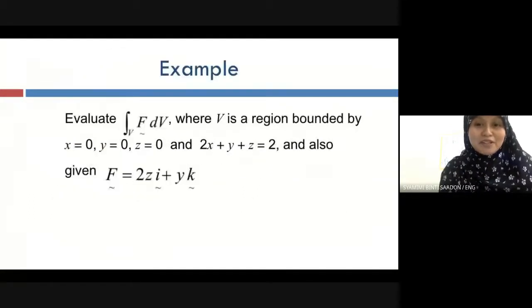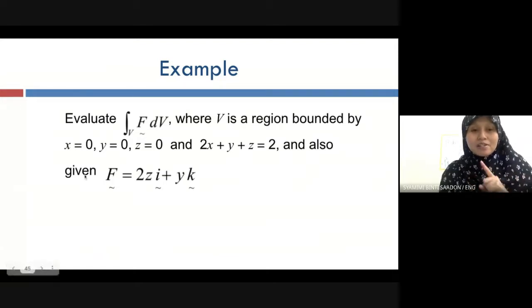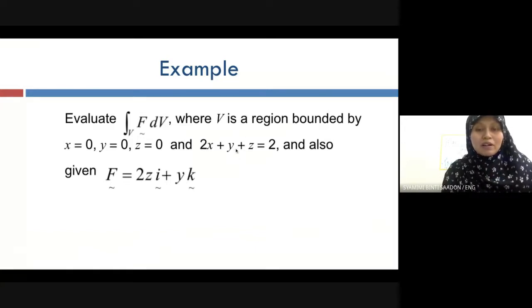I repeat, okay? We have to evaluate the vector f in the region V, where the region is bounded by x = 0, y = 0, z = 0. And we also have this boundary condition. This is the boundary condition. This is not the function of f. The function of f is this one. So we have this boundary condition 2x + y + z.